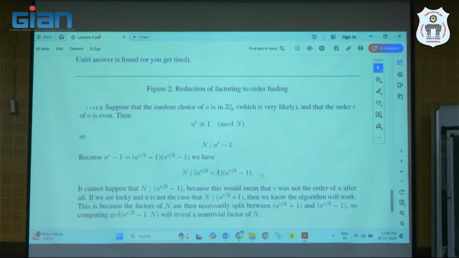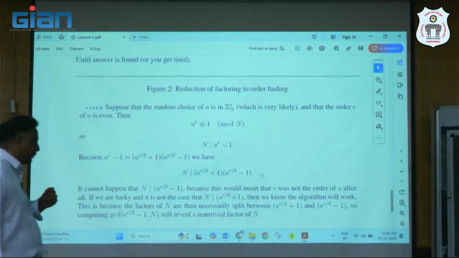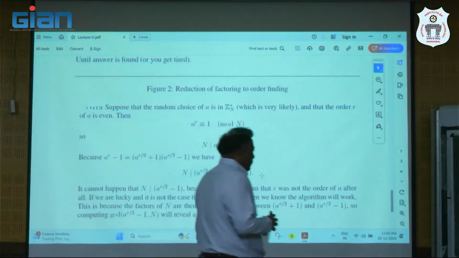Can you just explain the last part, when we take the case that N does not divide A to the power R over 2 plus 1 also? Can you just explain from there once? Okay, let me explain.